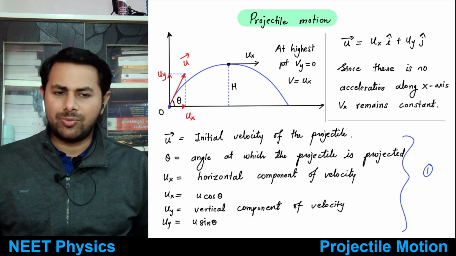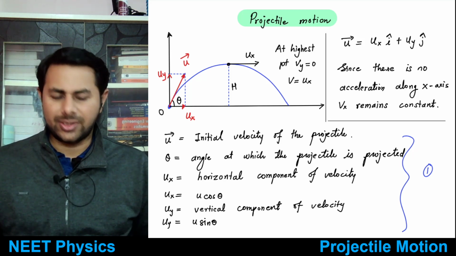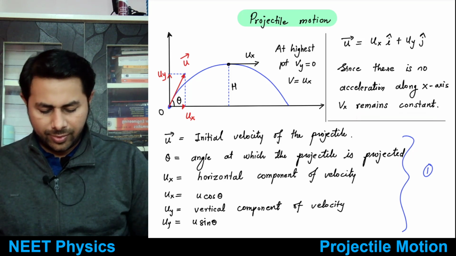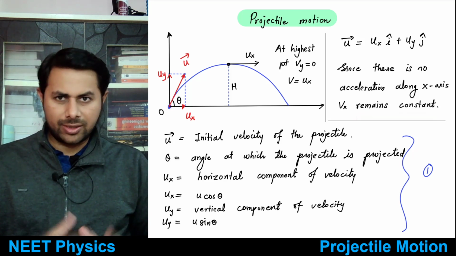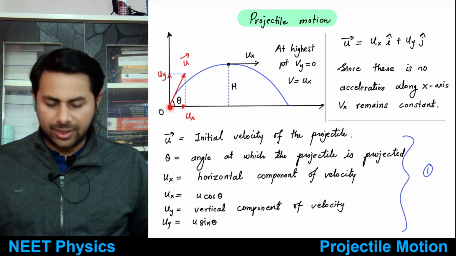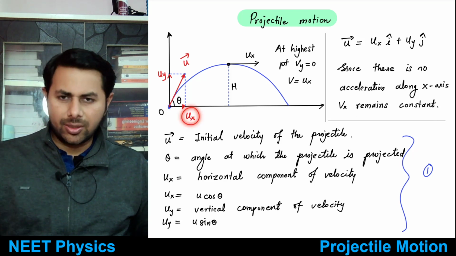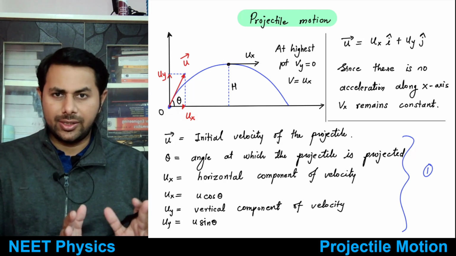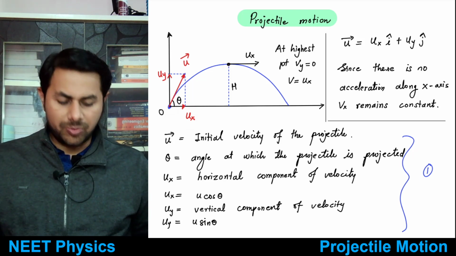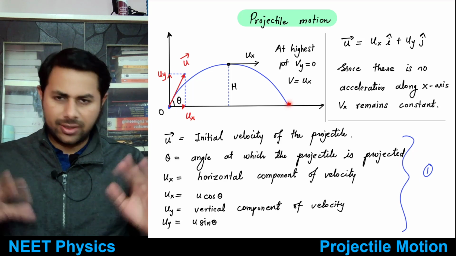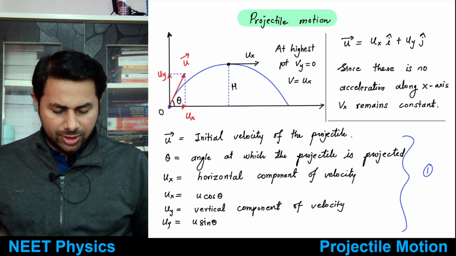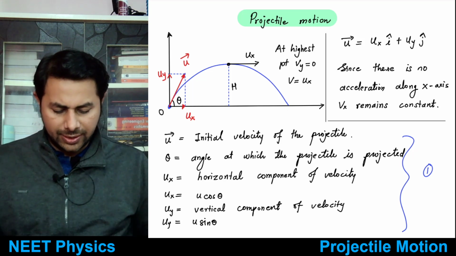So the horizontal component of velocity will remain constant. This is an important point. Everywhere the horizontal component remains constant. That means at the starting point the horizontal component of velocity is ux. At this topmost point also the horizontal component is ux. At this point it is ux. Ux is equal to u cos theta, right? So this is an important point.